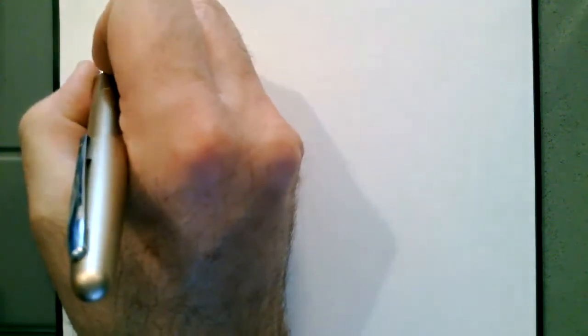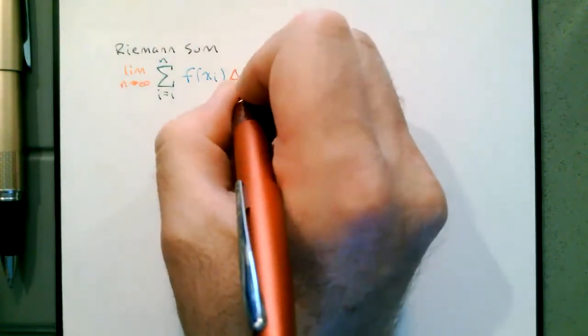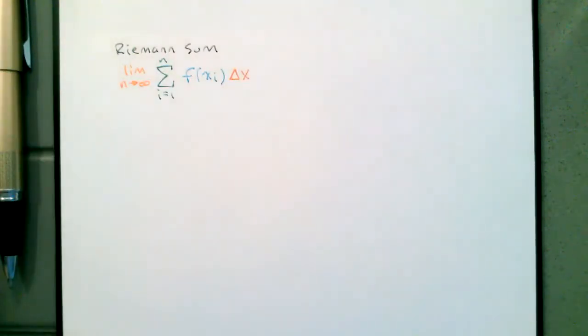So we start with this Riemann sum, which is the limit as n goes to infinity of the sum as i goes from 1 to n of length given by the function, times width, which is some small but finite delta x, small delta x.